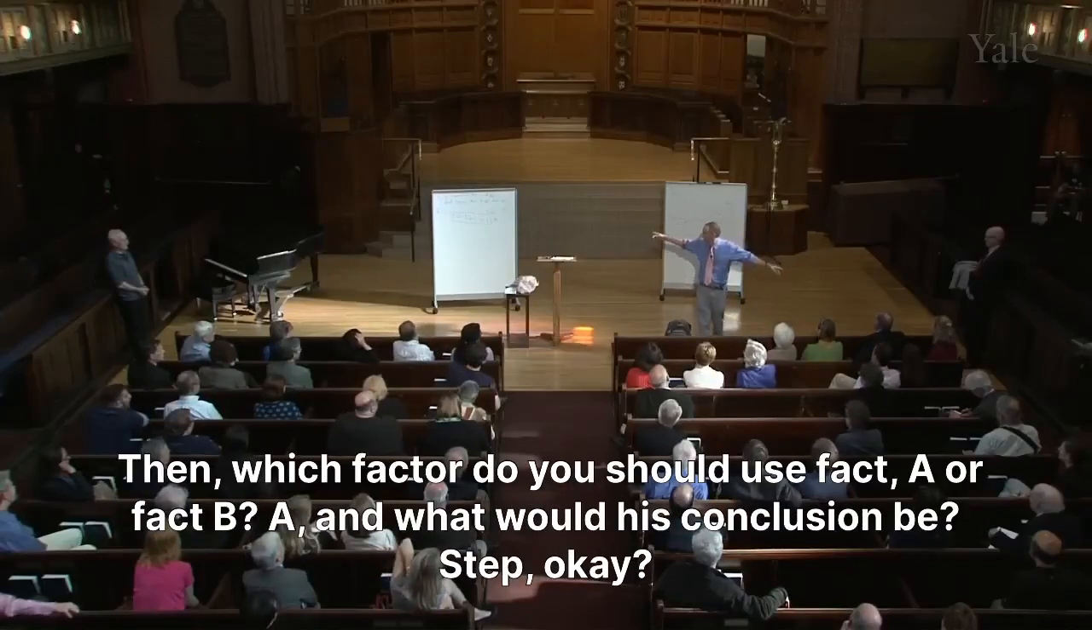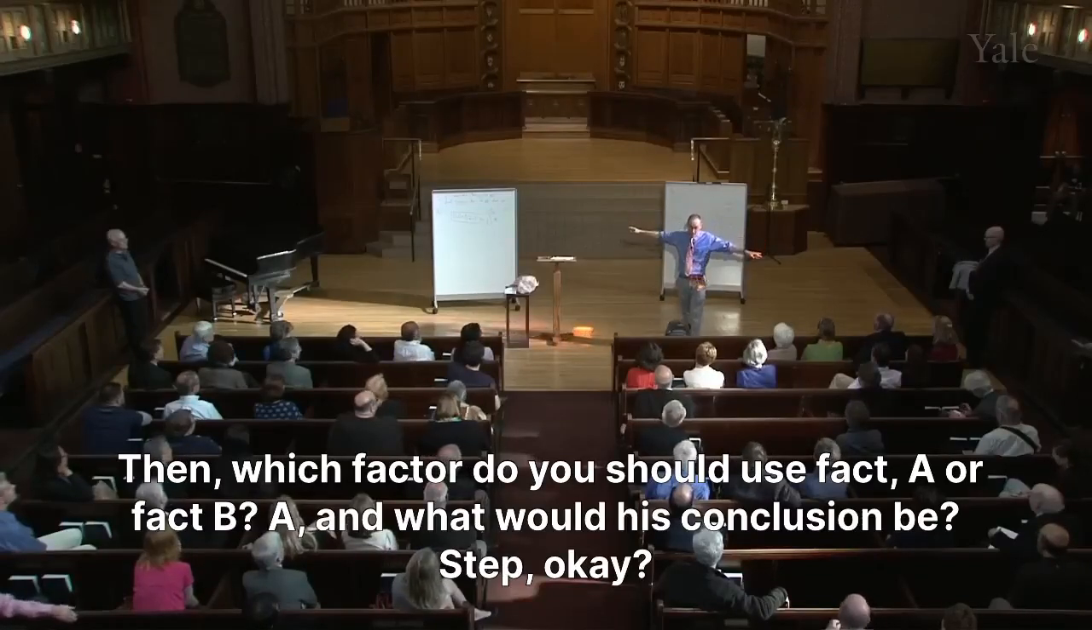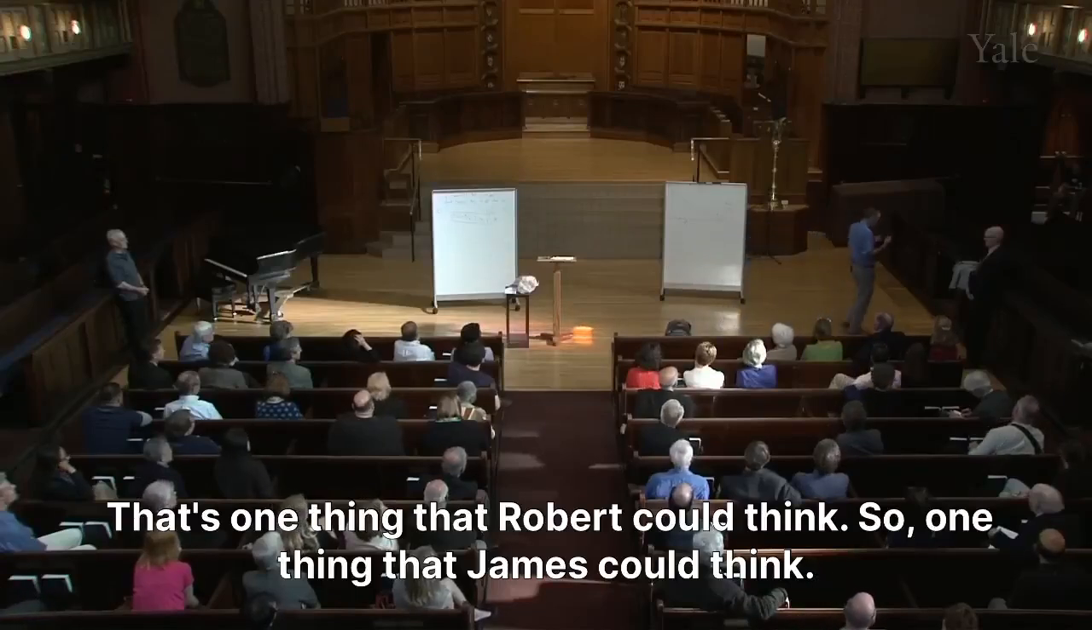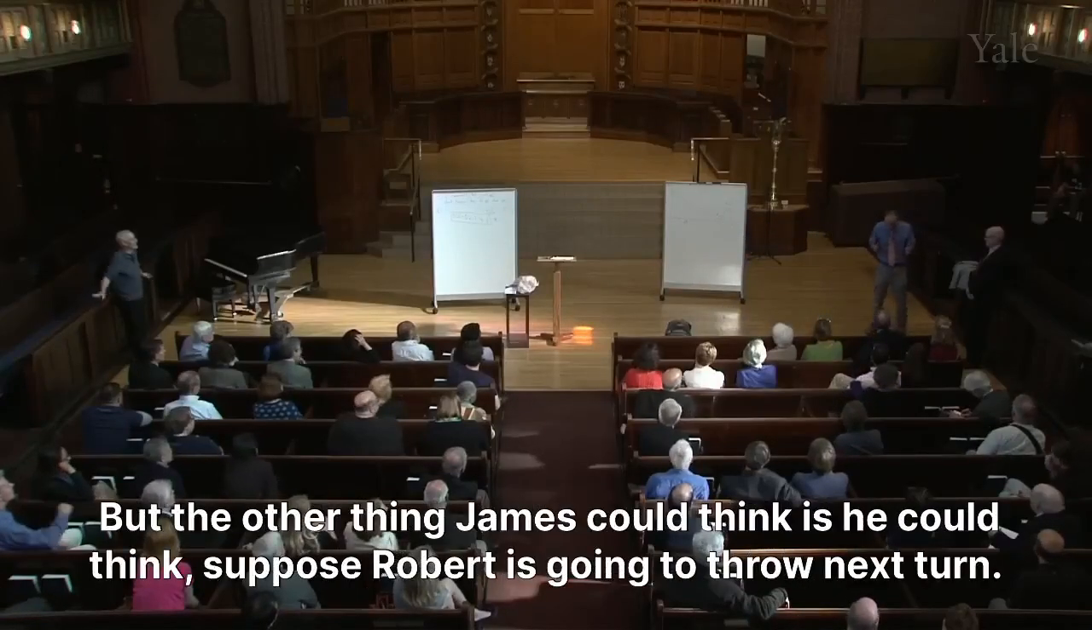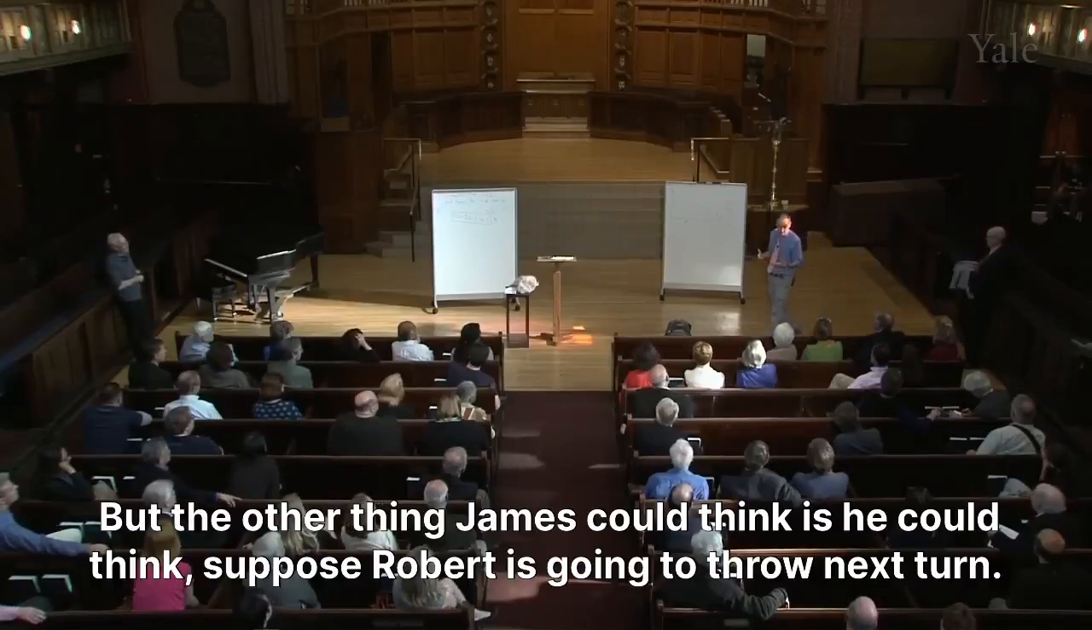Then which fact should he use? Should he use fact A or fact B? A. And what would his conclusion be? Step. Okay. That's one thing that James could think. But the other thing James could think is, suppose Robert is going to throw next turn.